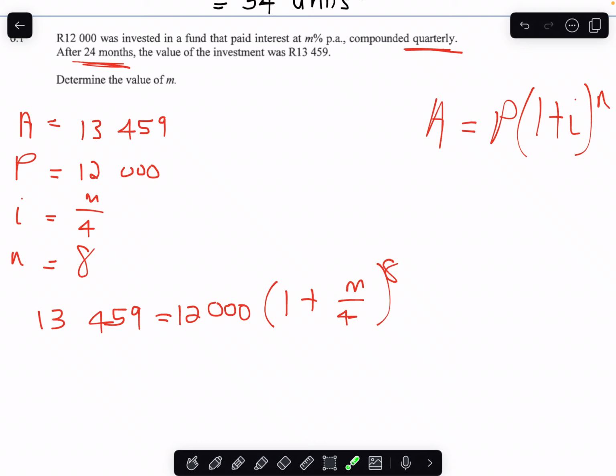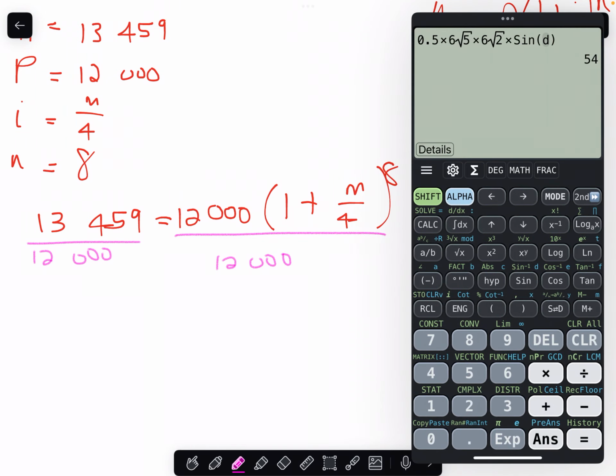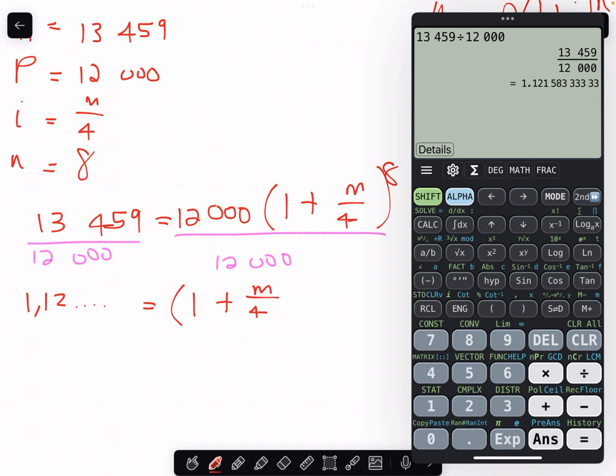Now we need to isolate M, so we can start by dividing by 12,000. We'll just have the calculator nearby. So that is 1,12 is equal to 1 plus M over 4 to the 8. Then the next thing we need to get rid of is this to the power of 8, so we're going to take the 8th root on both sides.